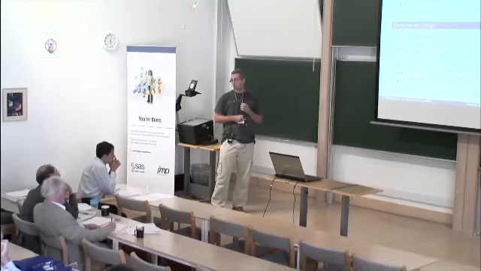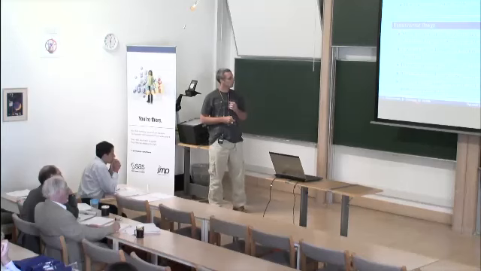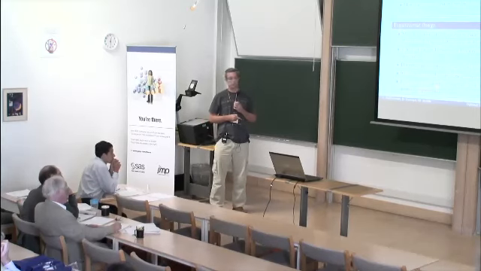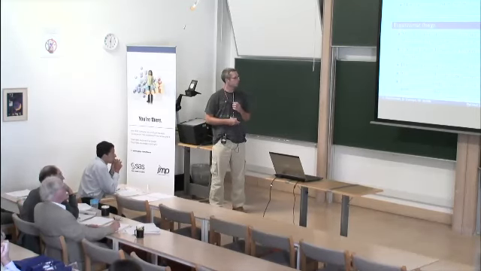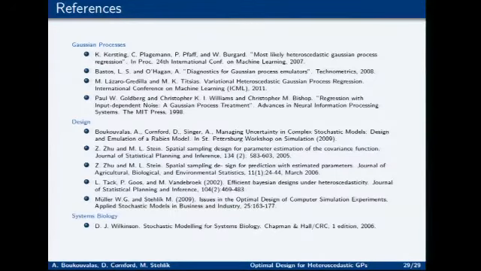You could very easily incorporate trend parameter estimation, and people have already done this for other scenarios. And we would like to also consider extensions to the adaptive context, when you do things sequentially and you get observations, and other models, for example quantile regression. And I will leave you with a list of references: for Gaussian processes, for optimal design, and the systems biology case study. Thank you very much.